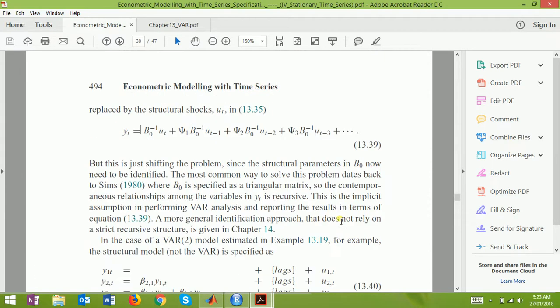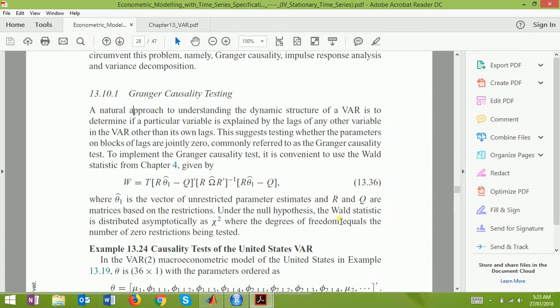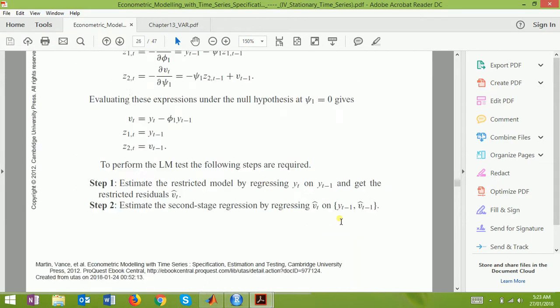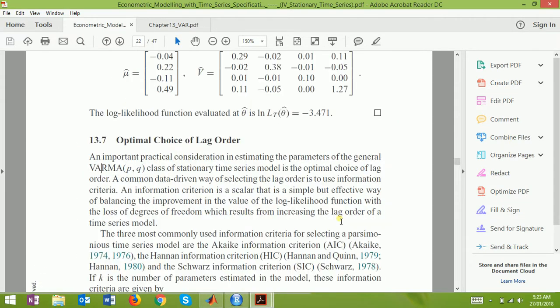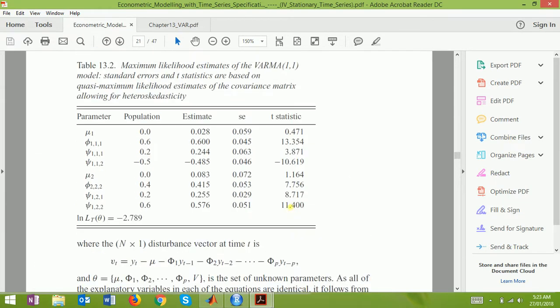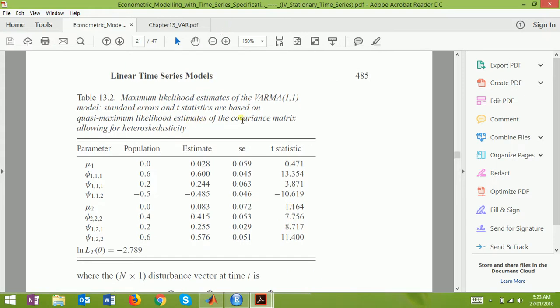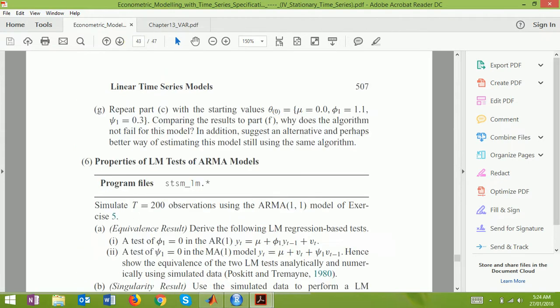So 13.2, maximum likelihood estimates of VARMA(1,1) model. We have the population parameters given to us here, which are 0.0, 0.6, 0.2, minus 0.5 for the first system of equations. Then the second system of equations has population parameters 0, 0.4, 0.2, 0.6. So let's go back to page 43.